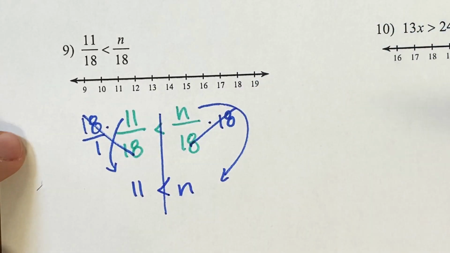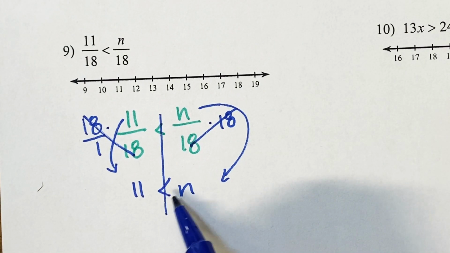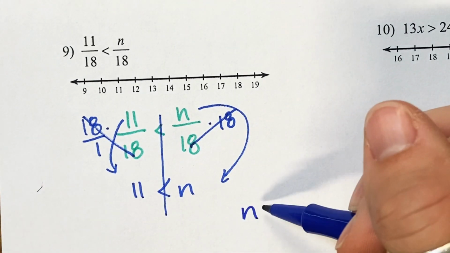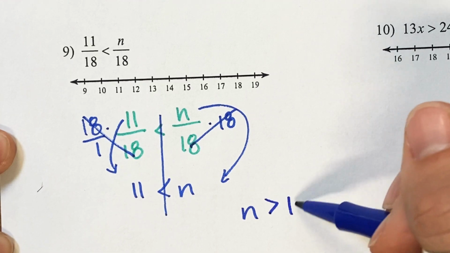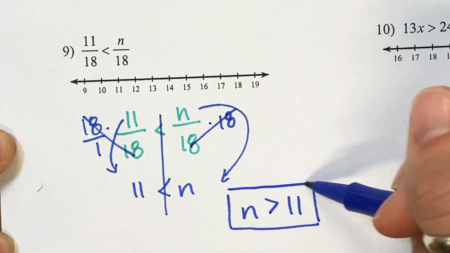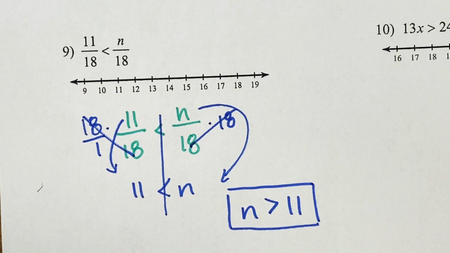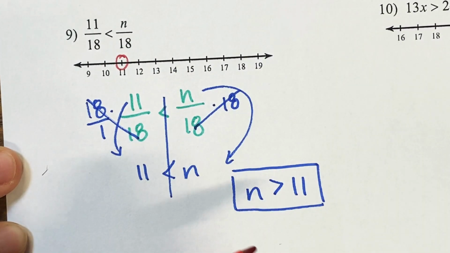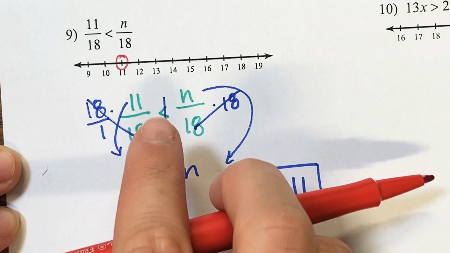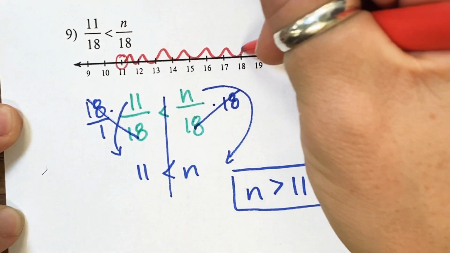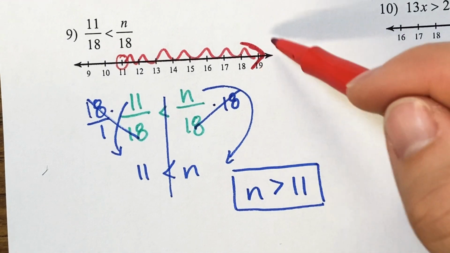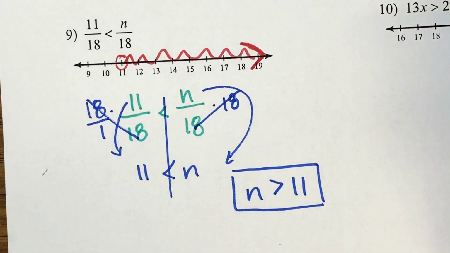Bring down your sign. This time the alligator wants to eat the n, but the n we want in front. So we have n is greater than 11. Now we can go ahead and graph it. So this time, there's no little extra line, it's just greater than. So it's gonna be an open dot on positive 11, and it's telling you which way to point, so it's pointing that way. So we're shaded that way. Make sure you put your arrow points on the end, because it goes on forever.